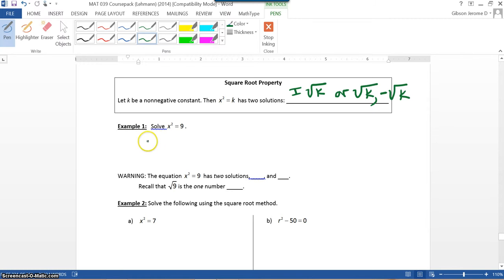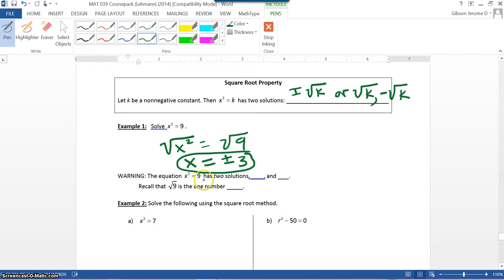Okay, now we will apply this to example 1. It says solve x squared equals 9. So what we would do is this here. We would take the square root of both sides. The square root of x squared is x, and it equals the square root of 9, which is positive and negative 3. And that is your final answer.